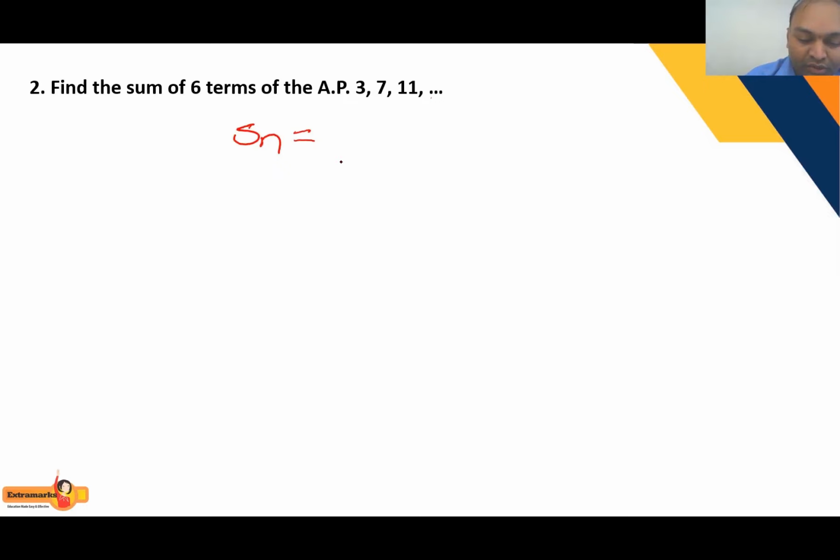n by 2 into 2a plus (n minus 1) into d. The sum of n terms in AP formula is n by 2 into (2a plus (n minus 1) into d). Here n is what? n is the number of terms. Here we calculate how many terms? 6 terms. So put n is equal to 6.